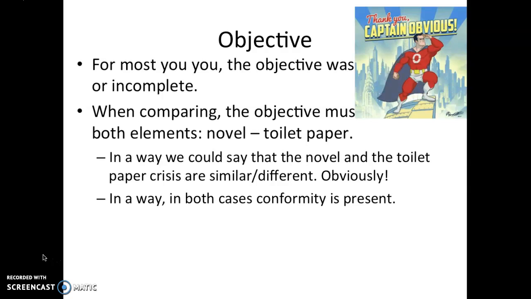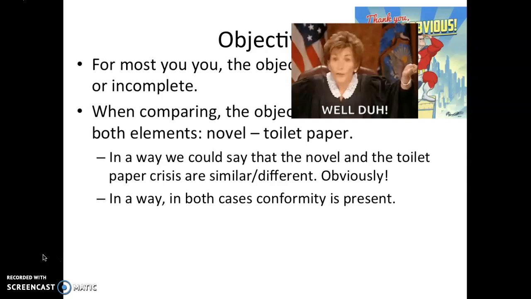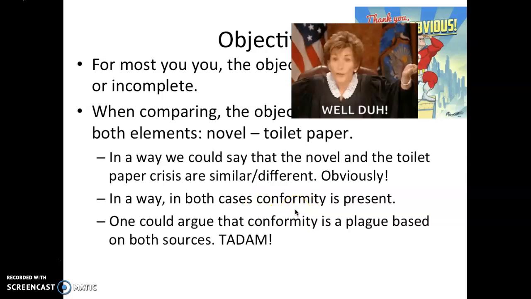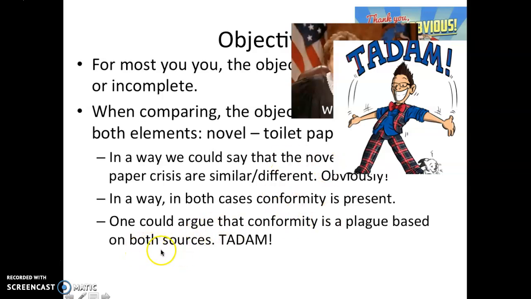In a way, in both cases, conformity is present. Well, duh, because the other two sources that I provided, about the Asch experiment and De Waard's article, were about conformity. So obviously it's based on conformity, but what about it? Okay, one could argue that conformity is a plague based on both sources. Ta-da! Then you have both sources, you have conformity, and what about conformity in both sources? It's a plague. Bernard in chapter 11, conformity through toilet paper is a plague. It doesn't matter what you say here, as long as everything after that defends your objective.